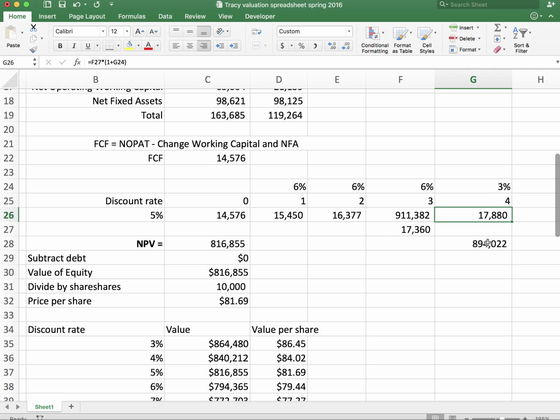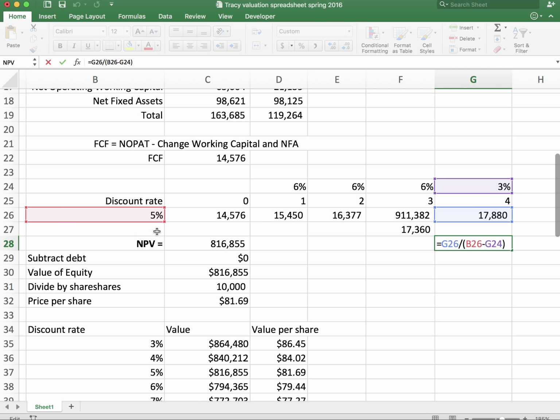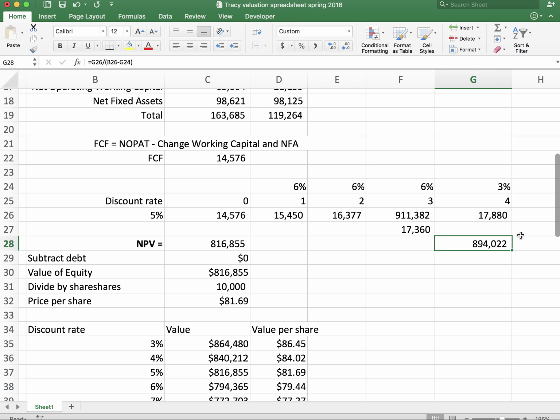And then, of course, divided by K minus G. K is the discount rate. G is the growth rate. So it's the next term dividend divided by K, the discount rate, minus G, the growth rate. And that says that the future free cash flow, 17,880, growing at 3% forever, is worth $894 million.